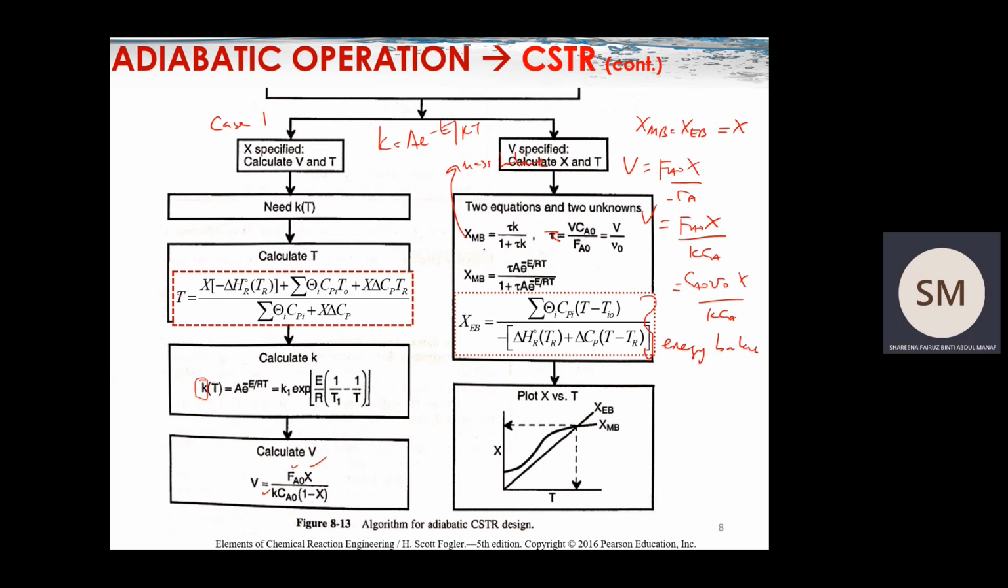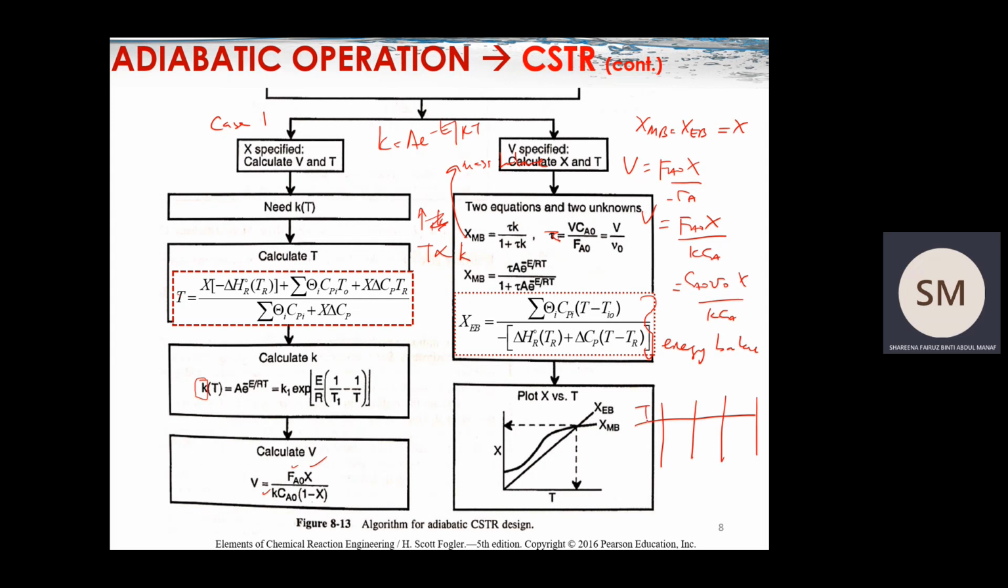Okay, so once you get the XMB, okay, you boleh dapatkan nilai XEB ni kalau you tukar the value of T. Okay, so once T berubah, okay, the K also akan berubah. Okay, sebab T akan relate with the K, the rate constant here. Okay, so same here, kalau you ubah T here, X ni akan berubah.